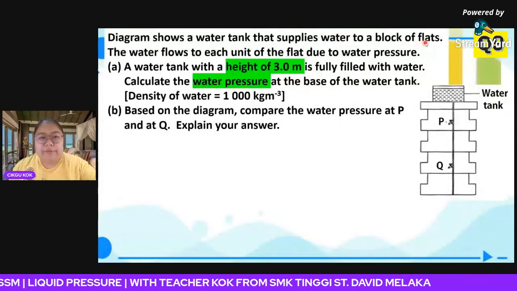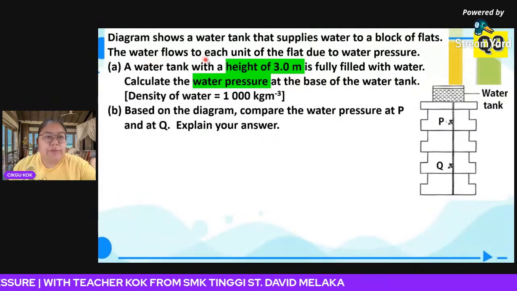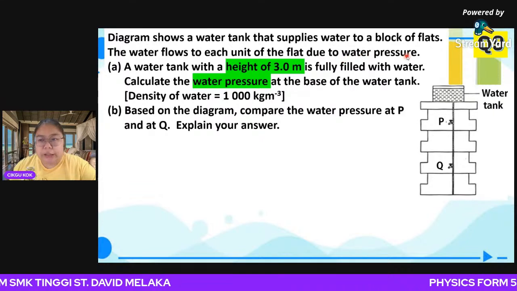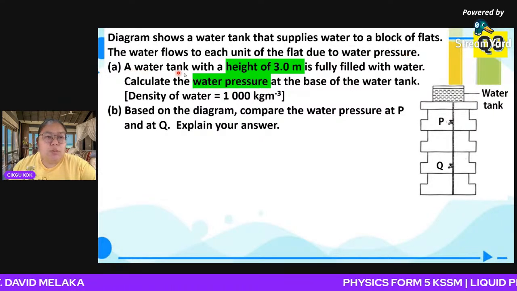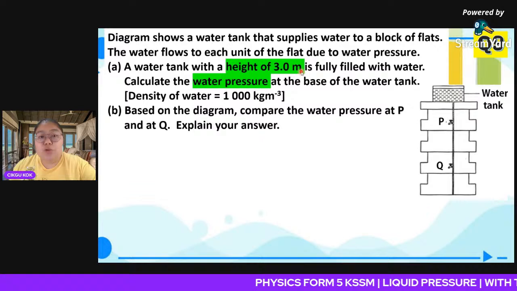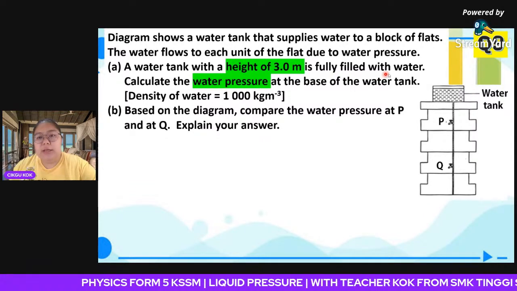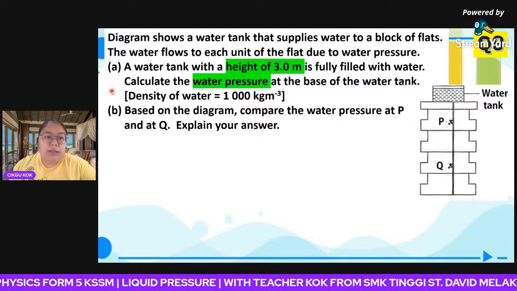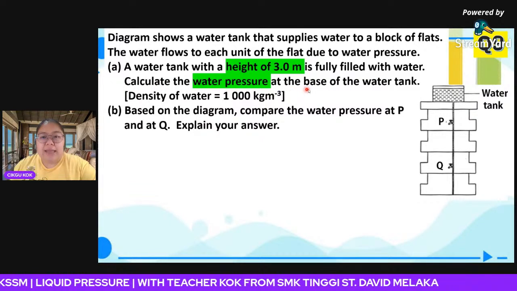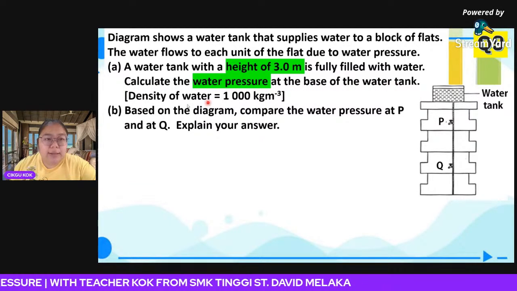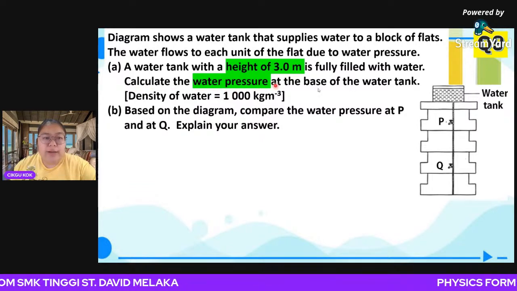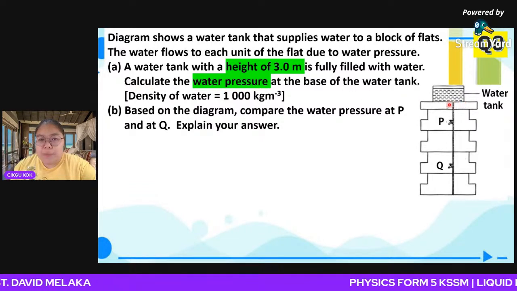Block of flats. Now the water flowing to each unit of the flat is due to the water pressure. Okay, now a water tank, the height is 3 meters, fully filled with water. Now calculate the water pressure at the base of the water tank. Density of the water is 1,000. They just want to find the water pressure at the base of the water tank.